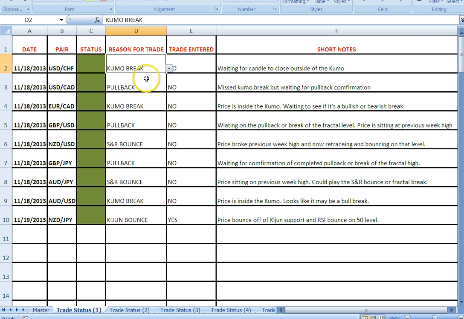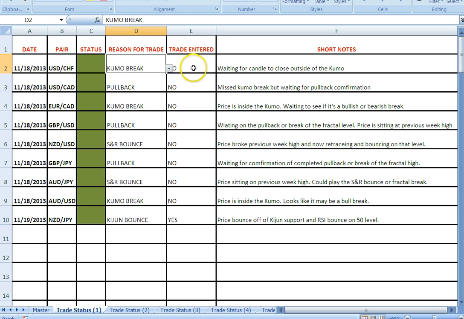This one is a Kumo break. And what I did, I made a data validation and put in all of the trading styles that I use. So if I'm looking for a Kumo break, Kijun break, fractal break, or bounce, support and resistance, pullback, other, I put that in there, and that's what I do when I'm making my reason for getting into the trade.